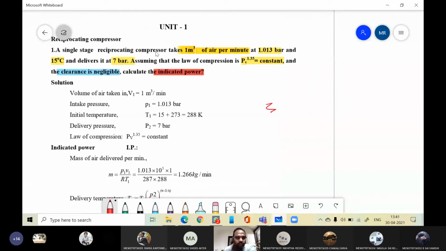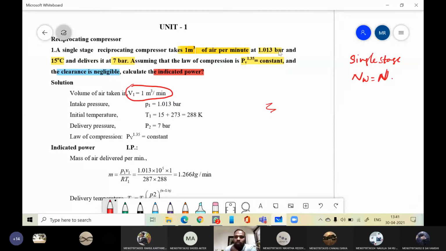A single stage reciprocating air compressor. It is single stage. What is meant by single stage? If single stage, what is NW? NW is equal to N. Right now, you should keep in mind, for single stage, NW is equal to N. Takes air 1 meter cube per minute. So inlet volume is equal to 1 meter cube per minute.